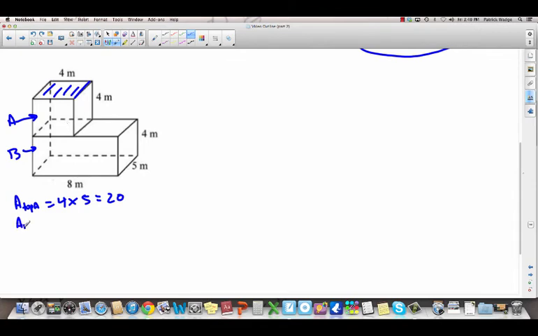Okay, the area of the right of A. The right of A I'm talking about over here. That is also 4 times 5, which is 20. Do I multiply that by 2? Yes, because the right and the left are the same.